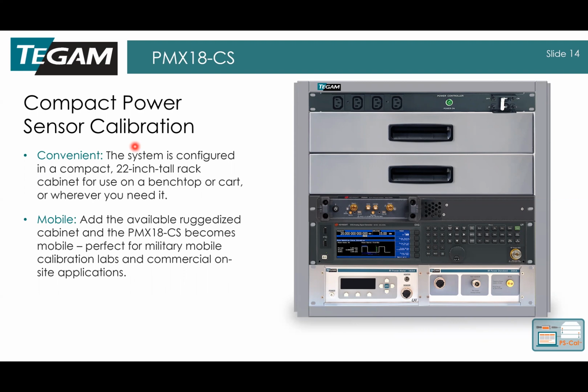It was important to us to build a system that was relatively compact. So this is in a 22-inch tall rack. It can be used on a bench or on a cart. It's a two-man lift and can be loaded into a van for on-site cals. You see the second bullet there. There is an option to purchase this in a ruggedized rack case. So if you do a lot of mobile on-site work, if it goes into a mobile cal lab situation, especially for DoD requirements and things like that, it can be purchased in a ruggedized case as well.